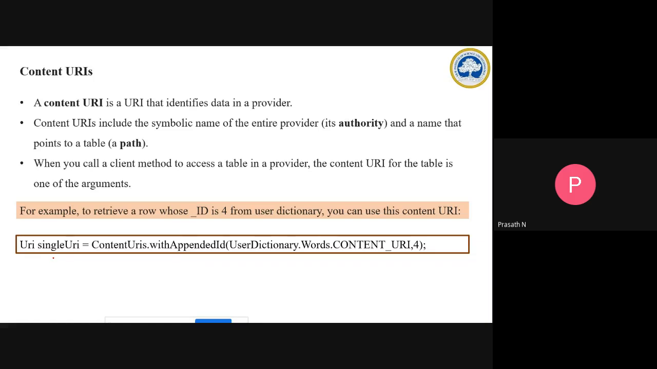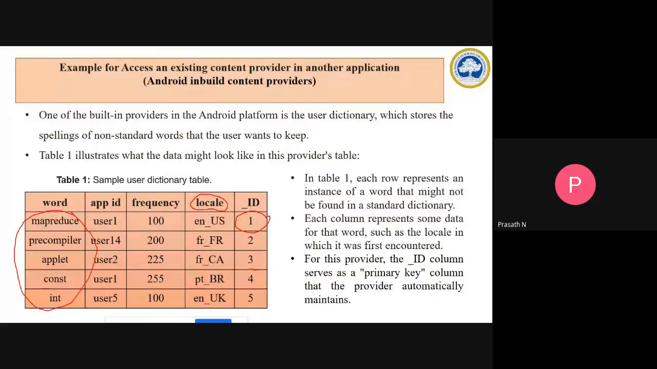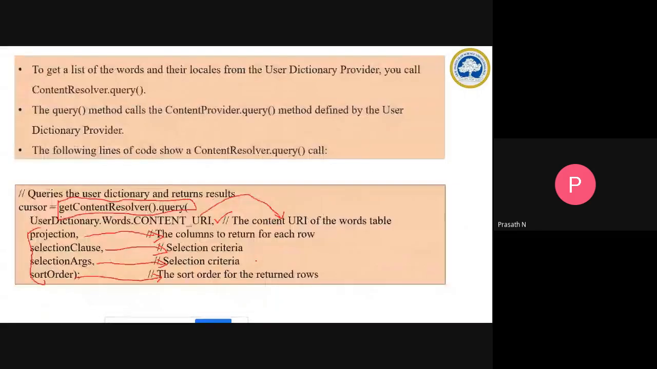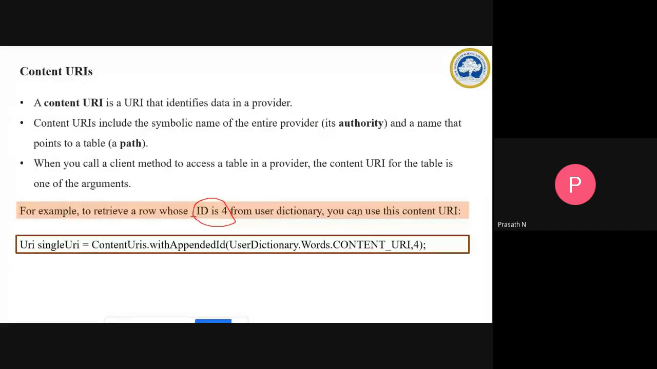When you call a client method to access the table in a provider, the content URI of the table is one of the arguments. You can see this in the syntax or in the example. What is the example we consider? To retrieve a row whose ID is 4 in the table, from the user dictionary, you can use this content URI.